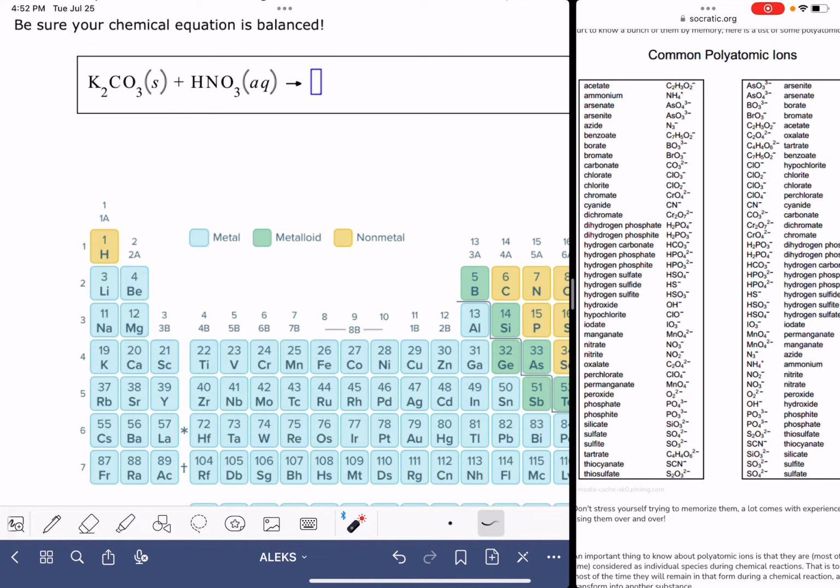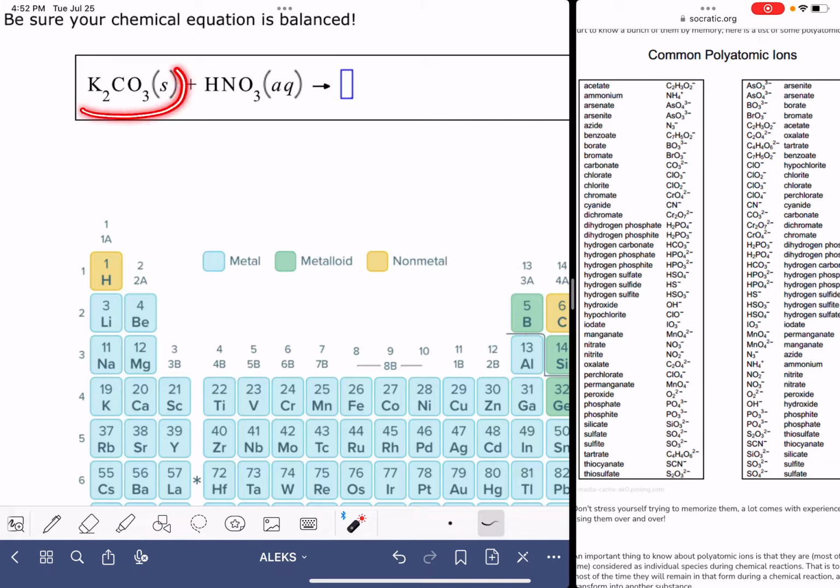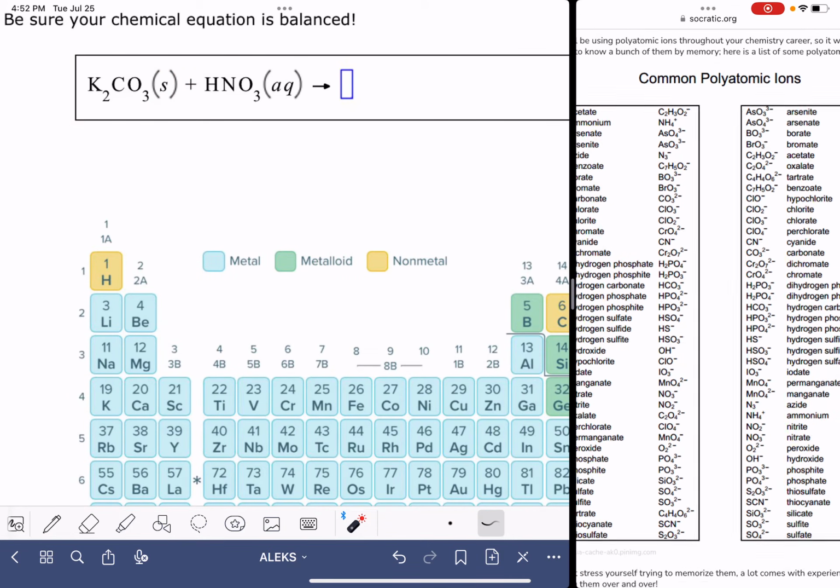Now this is the part where it can get a little bit tricky when you're looking at a formula for an ionic compound. If you can see a total of 3 different types of atoms, which is what I have here, potassium, carbon, and oxygen, that means that you have a polyatomic ion present somewhere in this compound, and that's where this table of polyatomic ions is really going to come in handy.